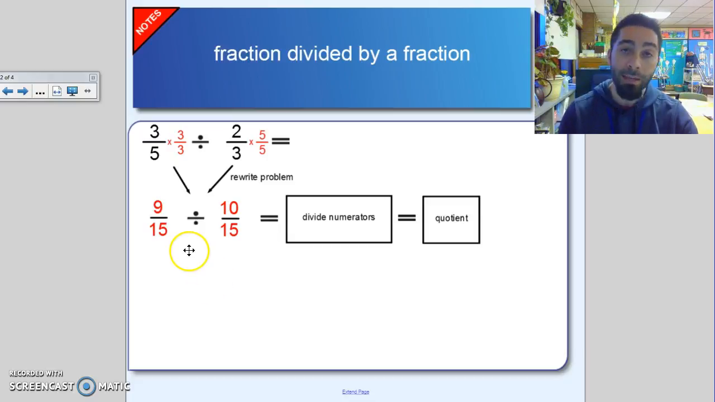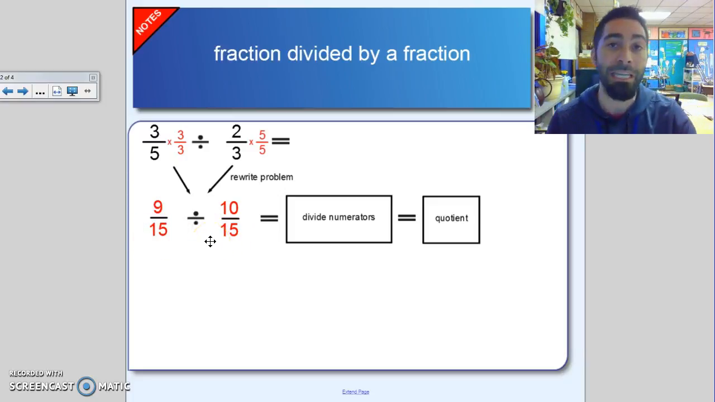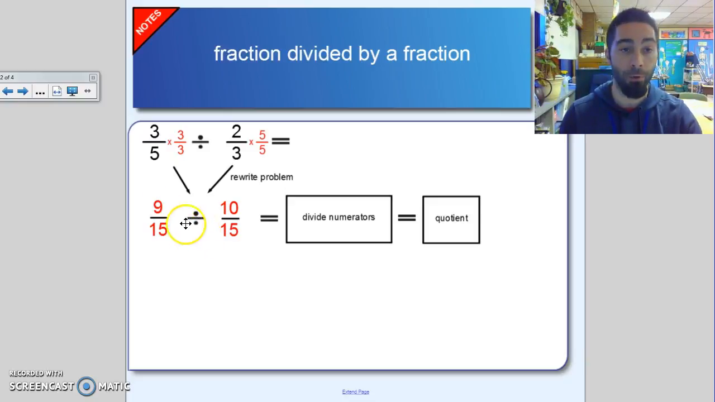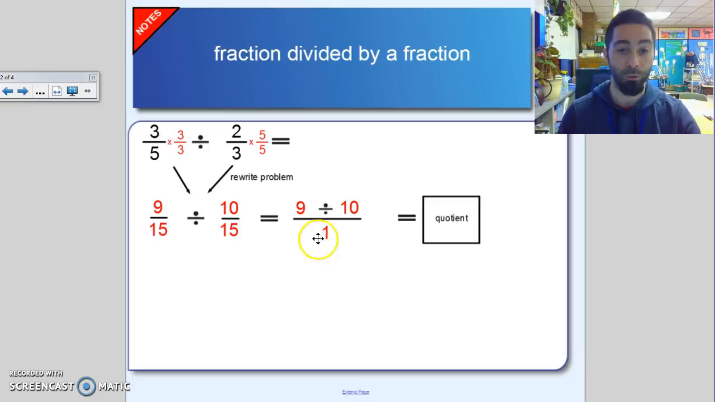Once I've done that, now I'm just dividing the numerators. However, I am also dividing the denominators, but it's going to make 1, so I don't need that. They kind of cancel each other out. So 9 divided by 10 over 1, and dividing anything by 1, you're going to get the same answer. So you really don't need that. In essence, you could just do this: 15 divided by 15, they cancel each other out, and so it's just 9 divided by 10.